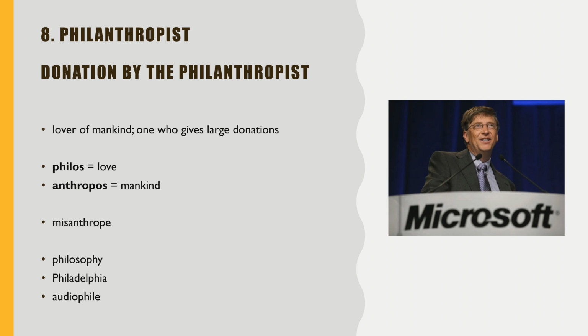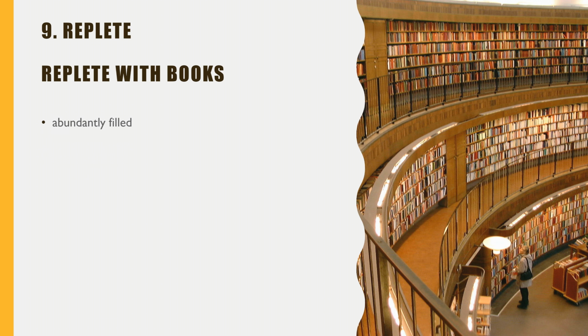Replete. Replete with books. Replete means you are abundantly filled with something. And of course, replete with books, we're talking about a library. A library is always replete with books by definition. So we might say a sentence like this: the library is replete with books on eclectic subjects, right? We learned that word, eclectic research, a lot of disparate sources.